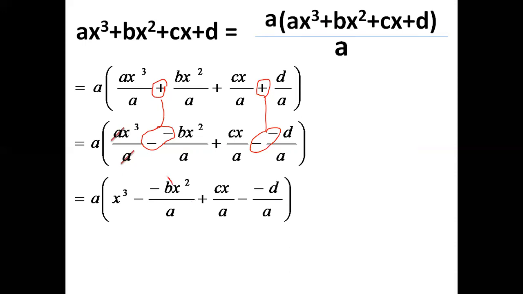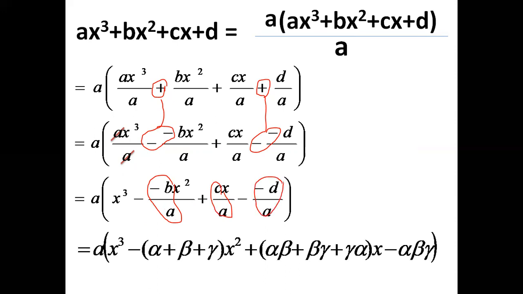Here, this minus b by a can be written as, I already told in the previous slide, you have to remember this, minus b by a is equal to the sum of the zeros, alpha plus beta plus gamma. So here in place of minus b by a, you can write alpha plus beta plus gamma. Here in place of c by a, you can write alpha beta plus beta gamma plus gamma alpha. Here in place of minus d by a, you can write the product of zeros.